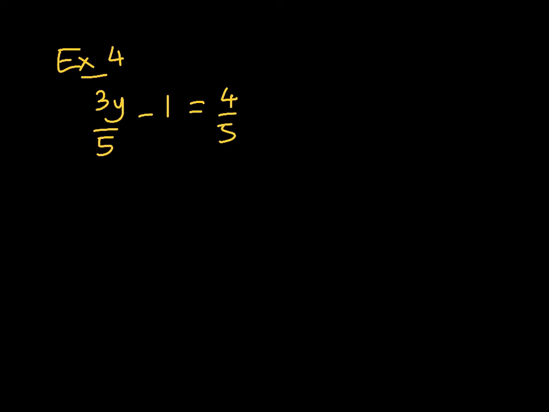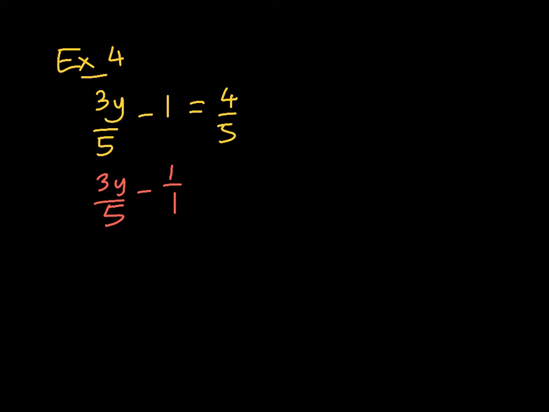And how do you convert a whole number into a fraction? You just multiply by the opposite denominator. The opposite denominator in this case is 5. So we're going to multiply. Remember, 1 is actually 1 over 1. So 3y over 5 minus, this is 1 over 1.